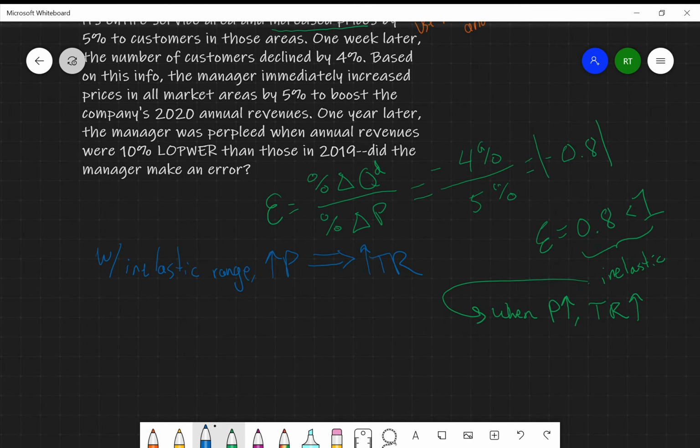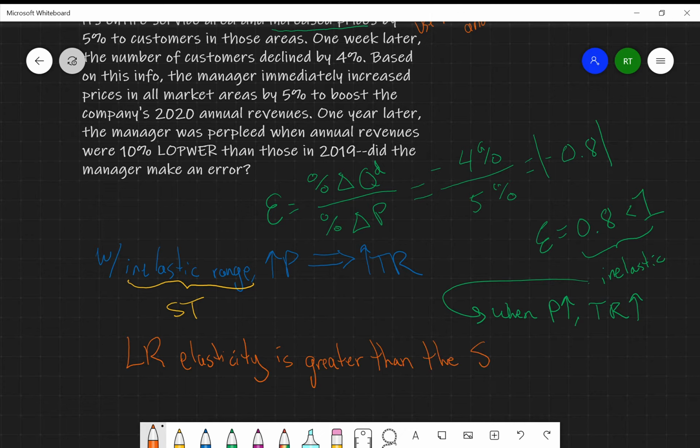Now, where did the manager go wrong? So the manager went wrong with the fact that this inelastic range here is inelastic only in the short term, right? Only in the short run. So contracts and other things, right? Installment agreements on your equipment, right, might kind of hold you hostage and make it difficult for you to change plans right away, right? But in the long run, elasticity, pretty much for everything, right, is greater than the short run elasticity.